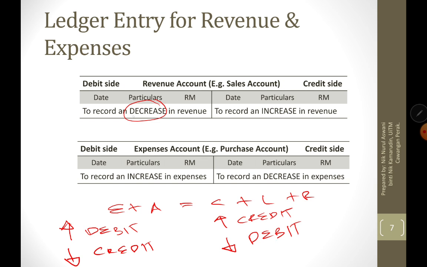Debit means we record it on the left hand side. If it is an increase, we record it on the debit side, on the left hand side. For expenses, the same thing. Expenses increase, we will debit it on the left hand side. If it is a decrease, then we record it on the credit side.